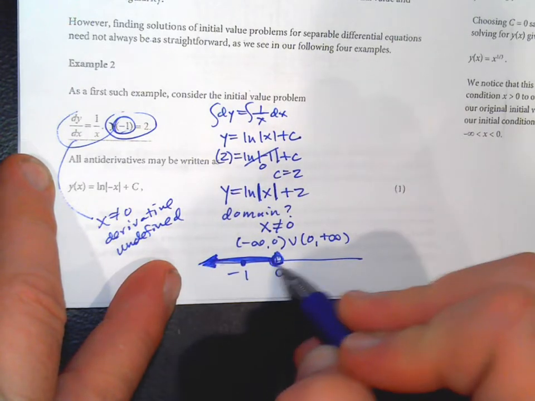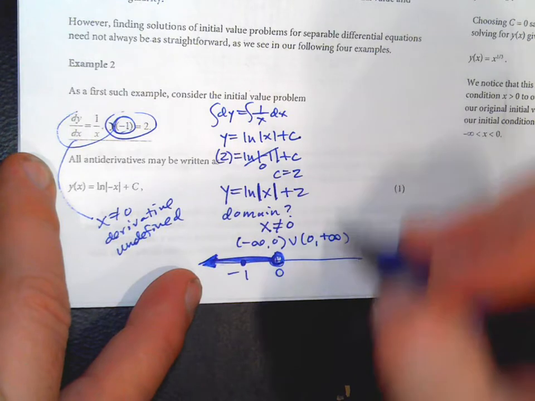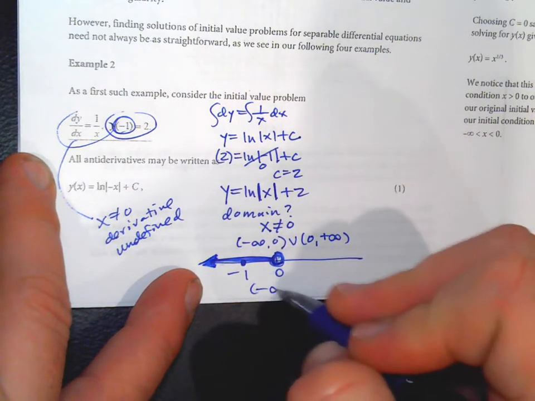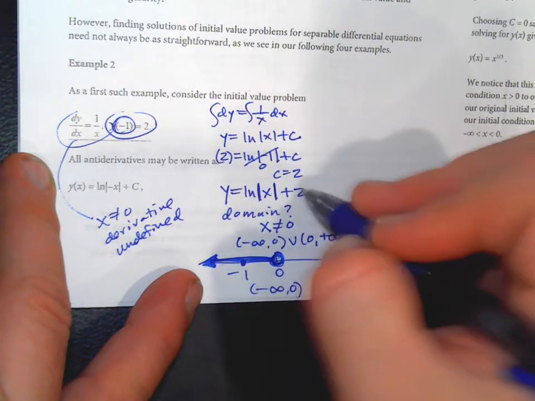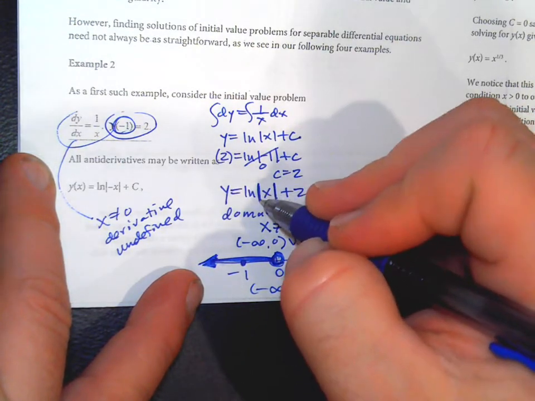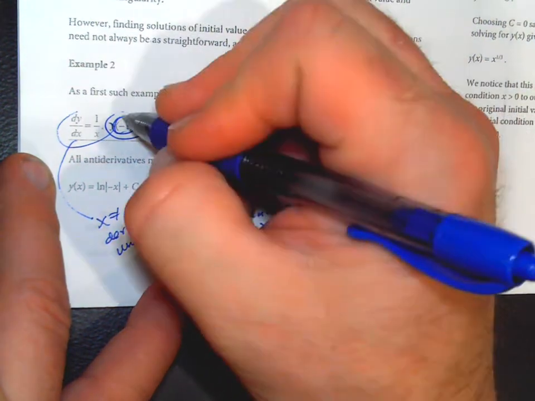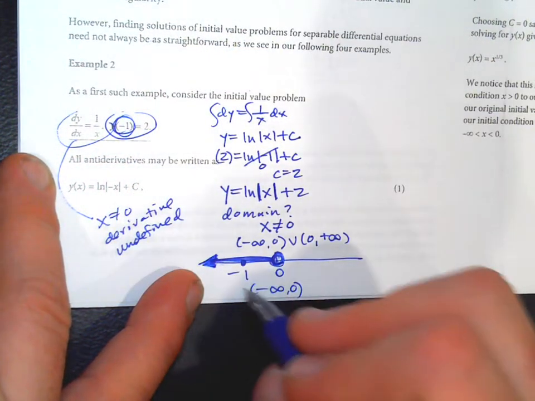Open meaning we can never contain the edges. So the domain is just going to be negative infinity to 0. Even though this function on its own does have answers over here, they're saying as a solution to this differential equation, it must be a single open interval that contains the initial condition.